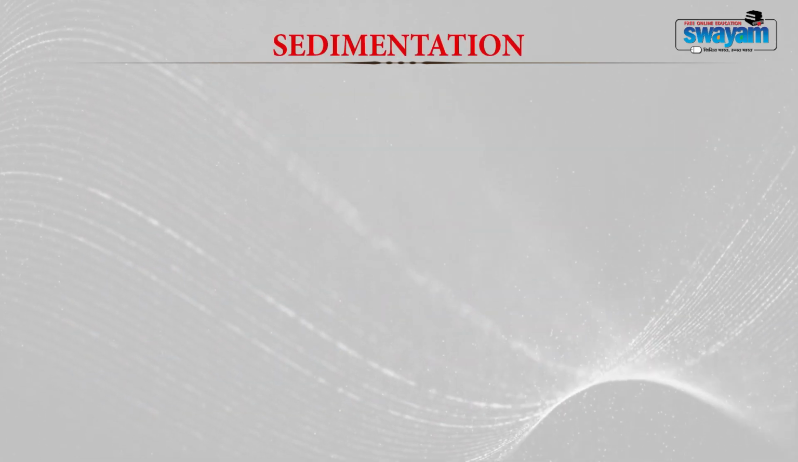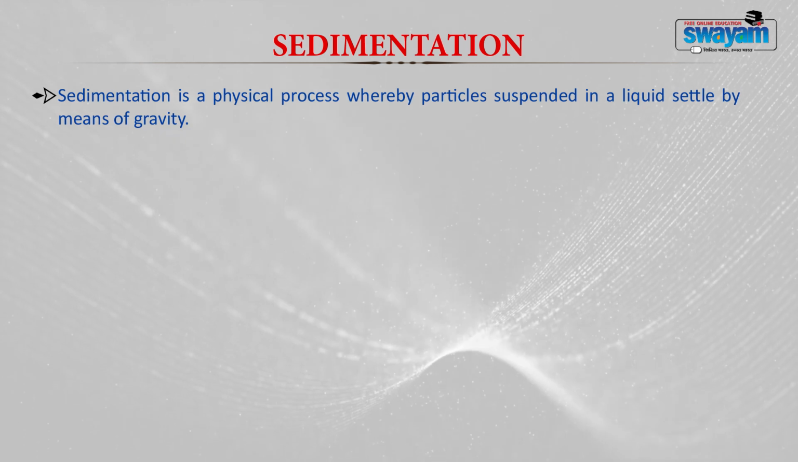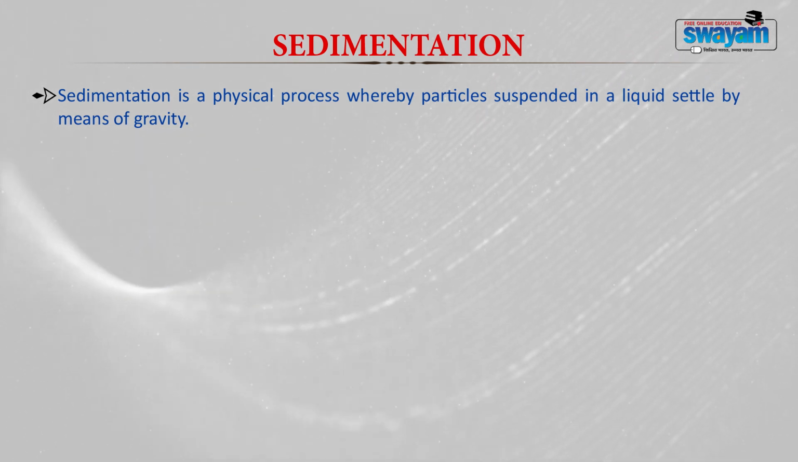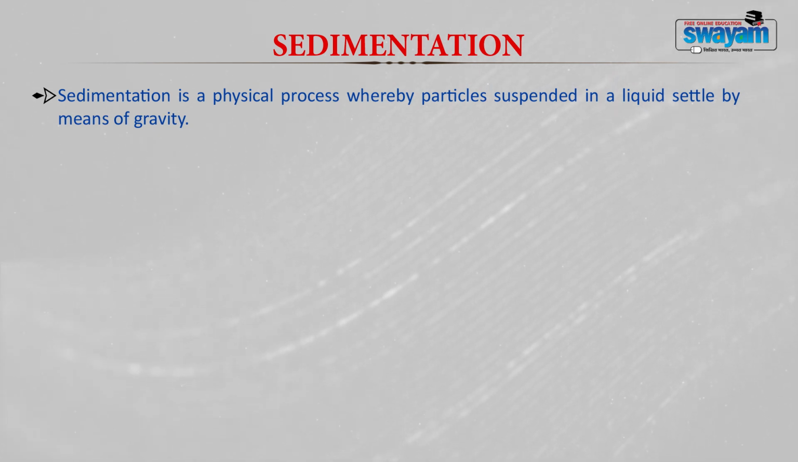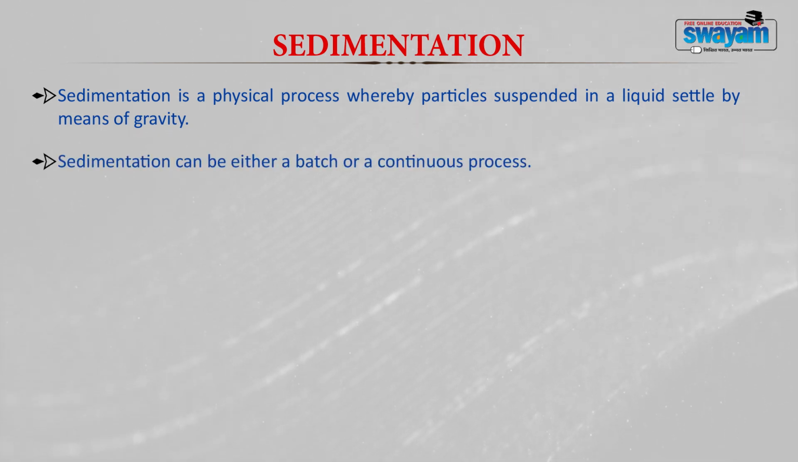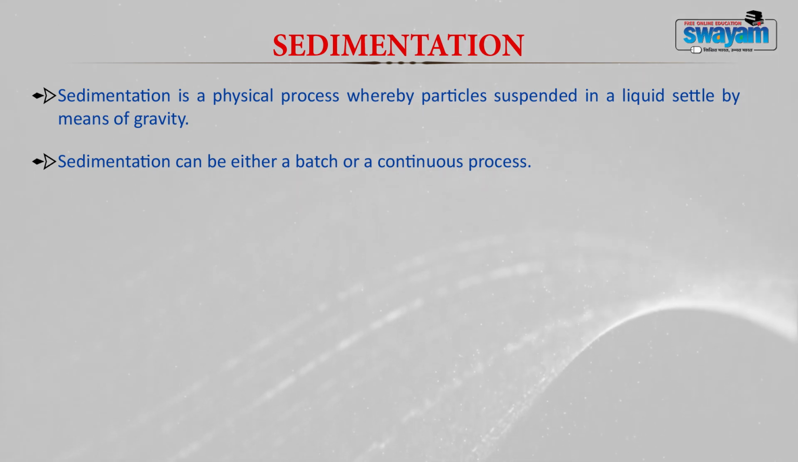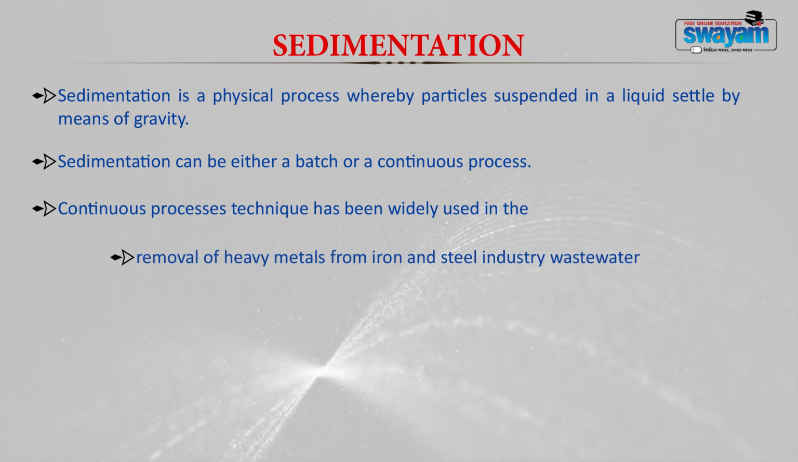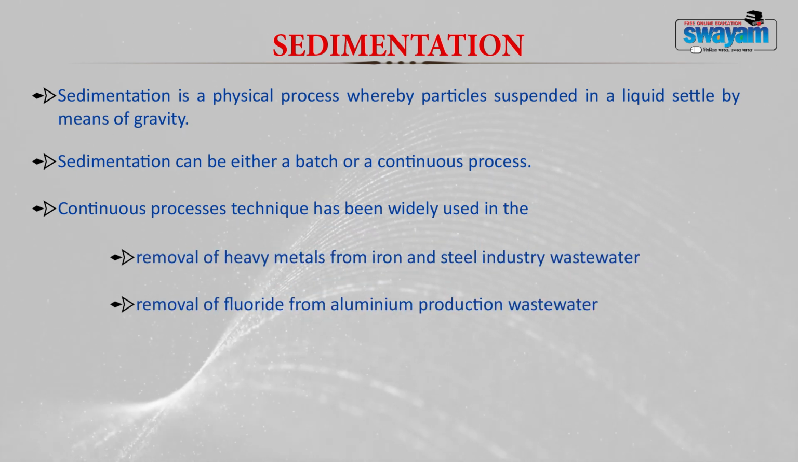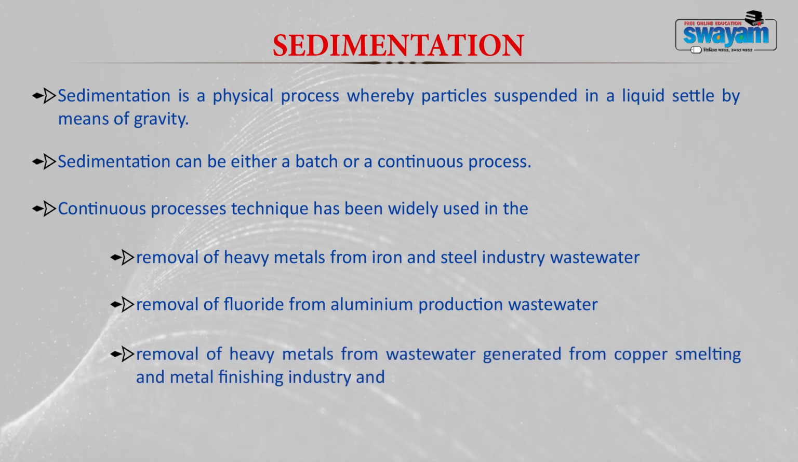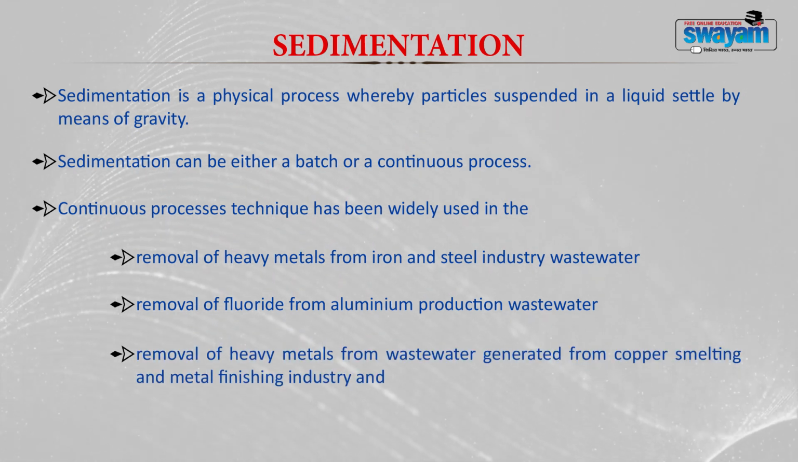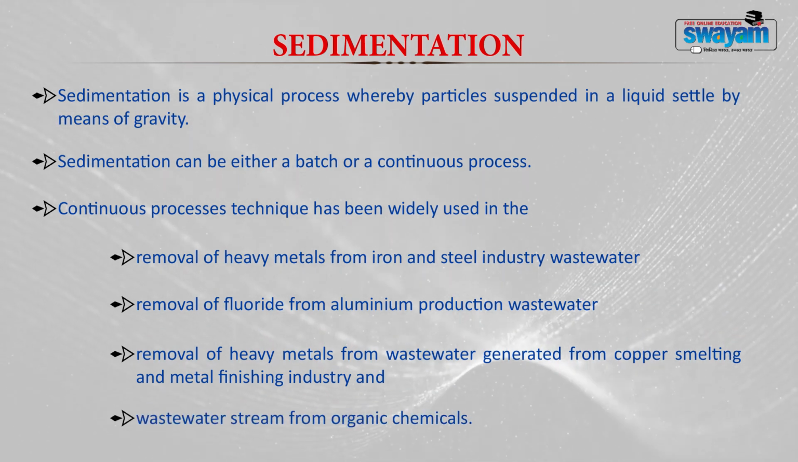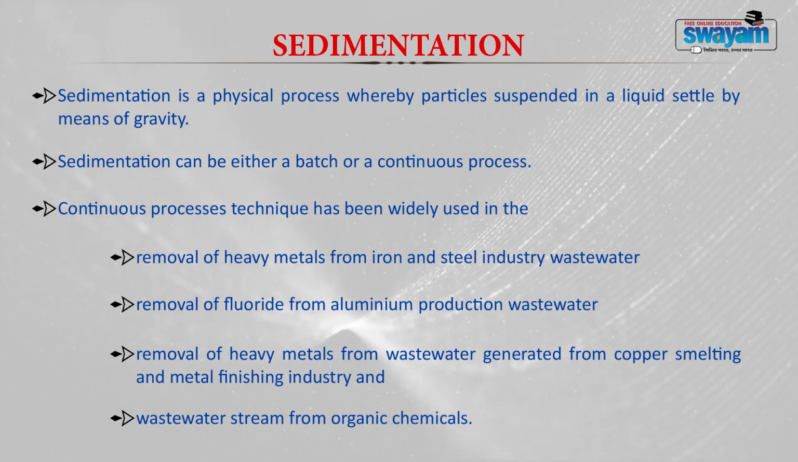Now, the third one is sedimentation. Sedimentation is a physical process where particles suspended in a liquid are allowed to settle down under gravity. Sedimentation can be done either as a batch process or a continuous process. The continuous process techniques are widely used for removal of heavy metals from the iron and steel industry, removal of fluoride from aluminum production wastewater, and heavy metals from wastewater generated from copper smelting and metal finishing industries. Also, you can remove organic chemicals from the wastewater stream using this method.